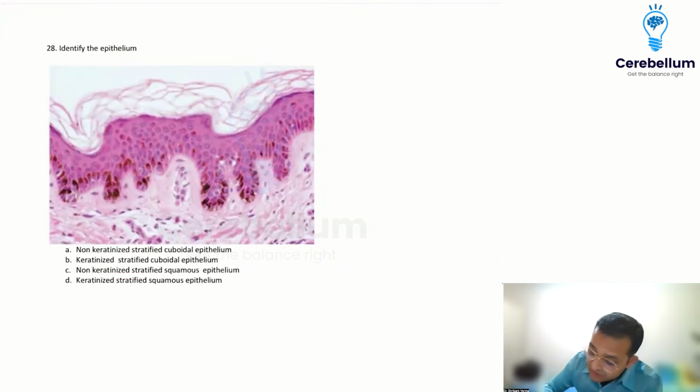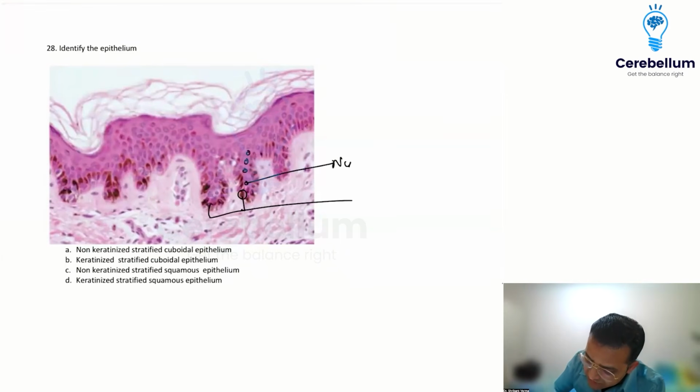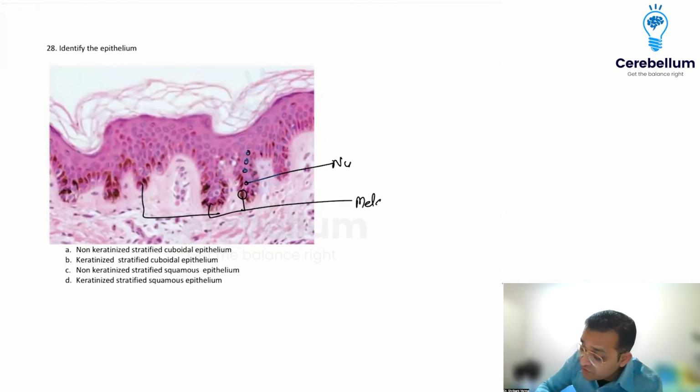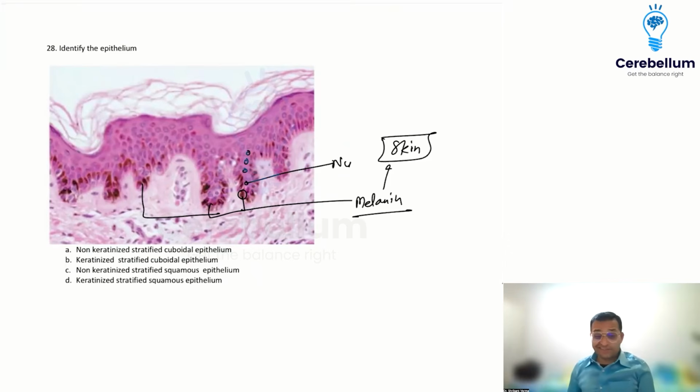So in this image, can you see the blue color? Blue color means nucleus. Yes, sir. These are our blue color. These are our nucleus. Can you see this brown color? What is this? These are the pigmentary structures. So definitely, this is the melanin. You know the melanin is found in skin. Yes, it is skin.